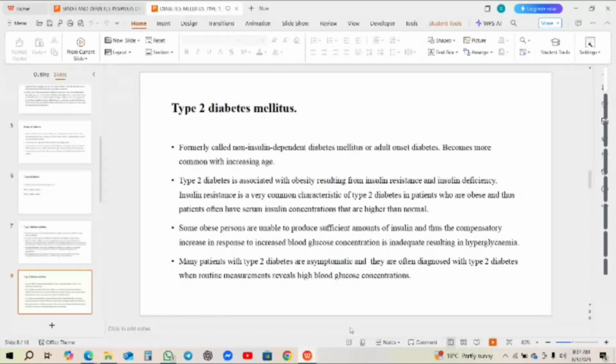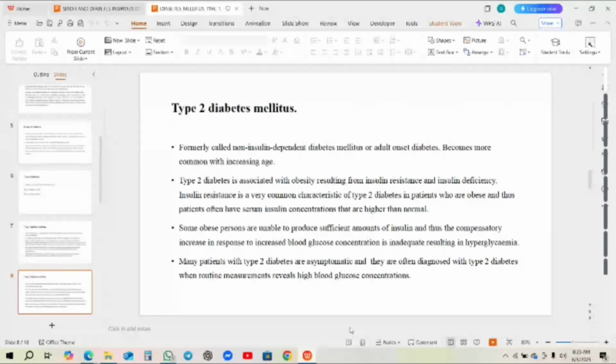Type 2 diabetes mellitus. It was formerly called non-insulin dependent diabetes mellitus or adult onset diabetes. It becomes more common with increasing age. It is associated with obesity resulting from insulin resistance or insulin deficiency.